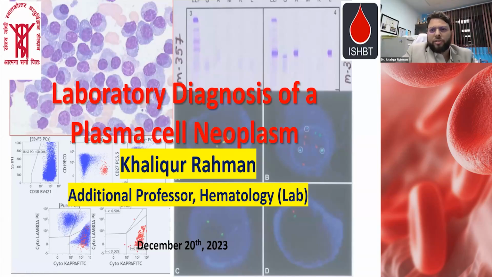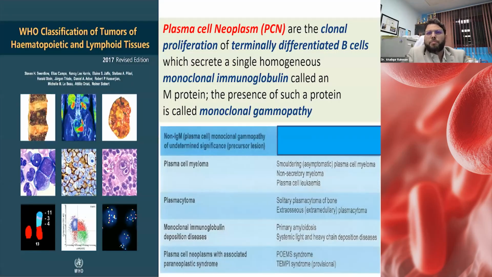At the outset, I'd like to thank ISHBT for giving me this opportunity. Today we will be talking about the laboratory diagnosis of plasma cell neoplasm. When we talk about plasma cell neoplasm, PCN is a clonal disorder, a proliferation of terminally differentiated B cells, or the plasma cells, which secrete an M band.